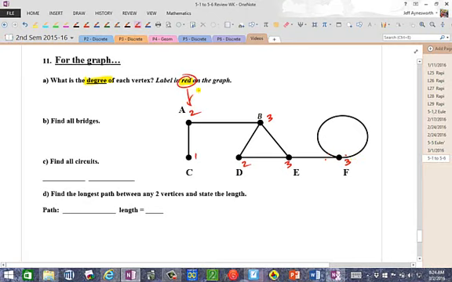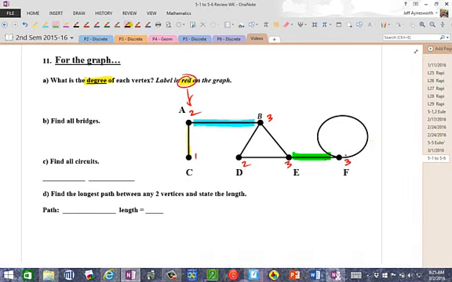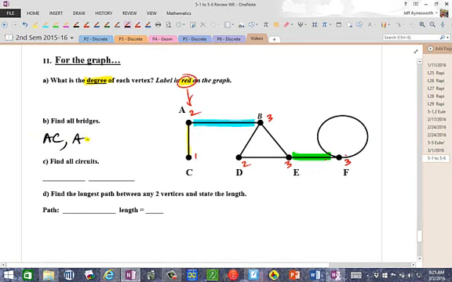Find all the bridges. I see a bridge here. And a second one, I see a bridge here. Third one, I see a bridge here. A loop is never a bridge. So the bridges are AC, AB, and EF. Bridges are edges that, if removed, cause the graph to be disconnected. And by the way, that's on the test. I want you to be able to define that, find it, and define it.